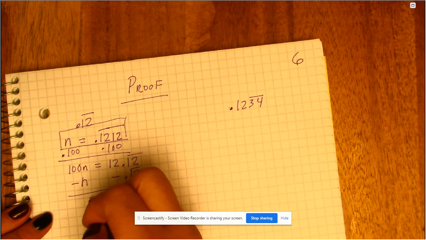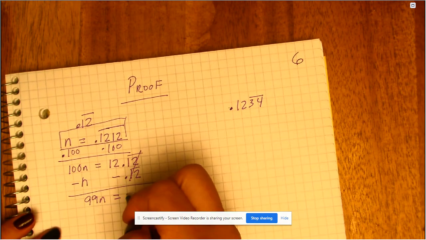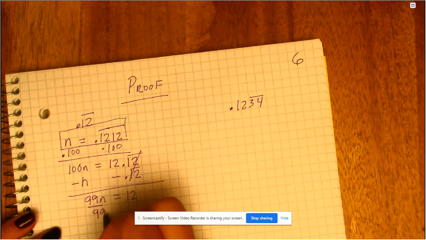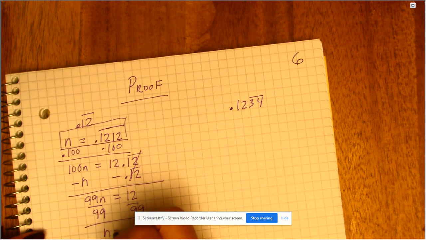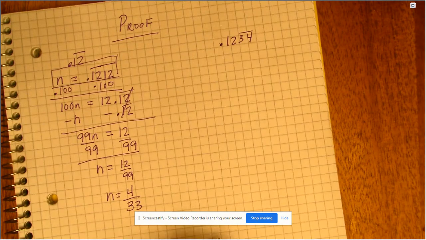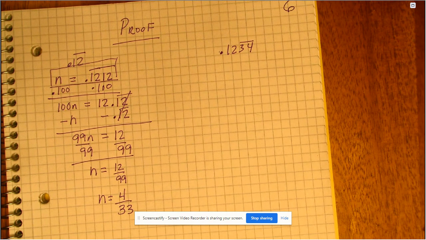So 100 minus 1 is 99. Bring down my n. Over here, those cancel out, and I'm left with 12. Next, I want to isolate the n by dividing both sides by 99, and n equals 12 over 99. Common factor is 3, so n equals 4 over 33, right? Because as I'm solving equations, as long as I do the same thing to both sides, I maintain equality.